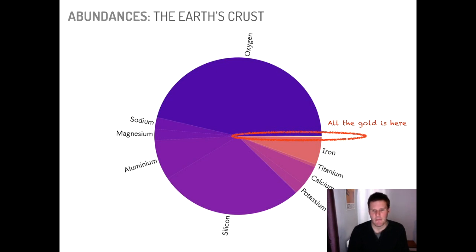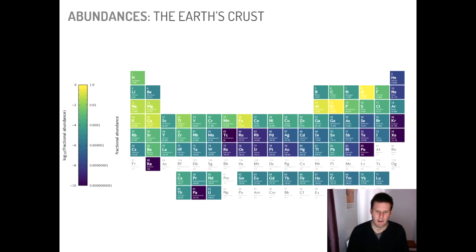But again, many of the elements that we may be interested in are all contained in this little sliver over here. This is where all the gold and platinum are. So even in the Earth's crust, this kind of pie chart diagram really doesn't convey all the information that we care about. So again, we can look back at our periodic table.